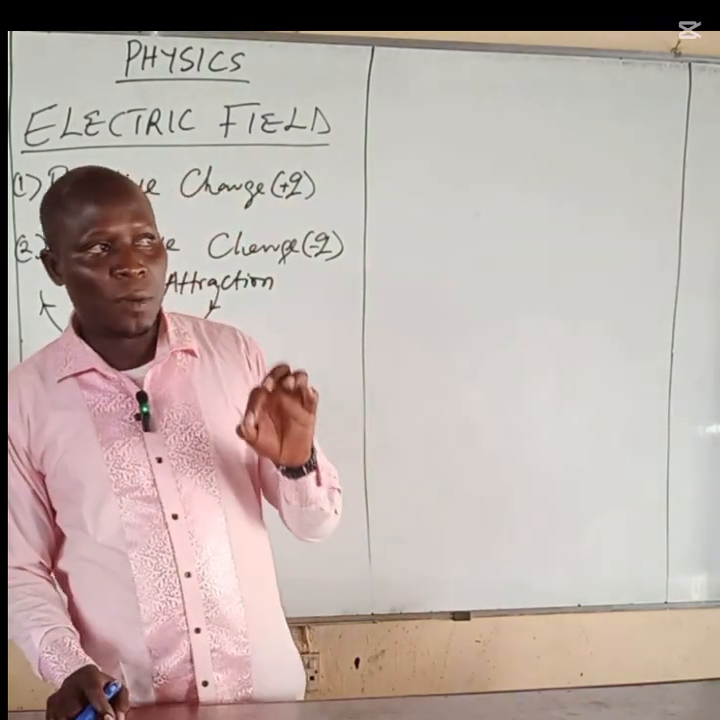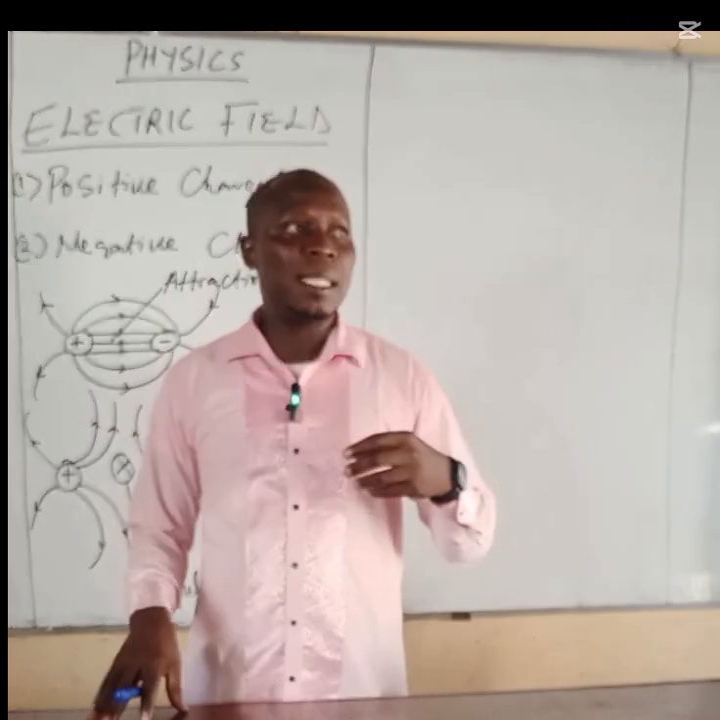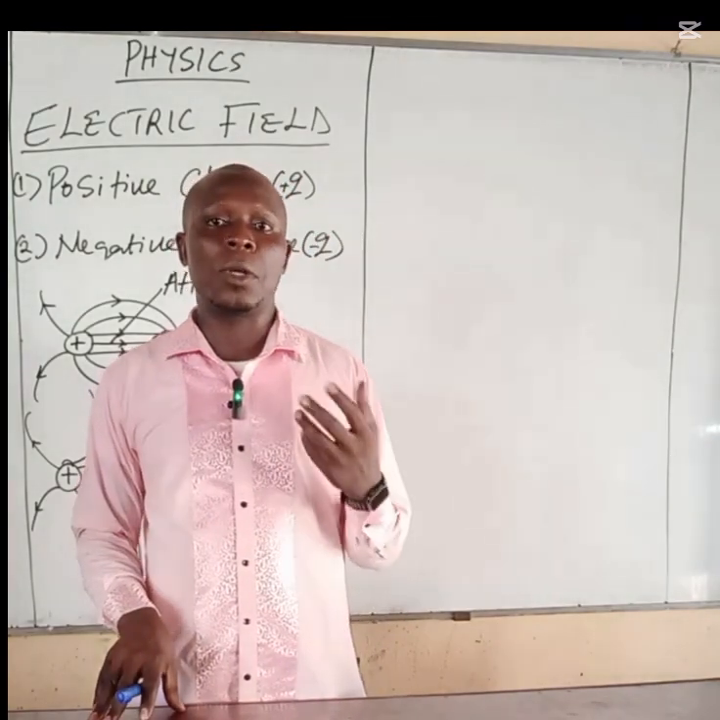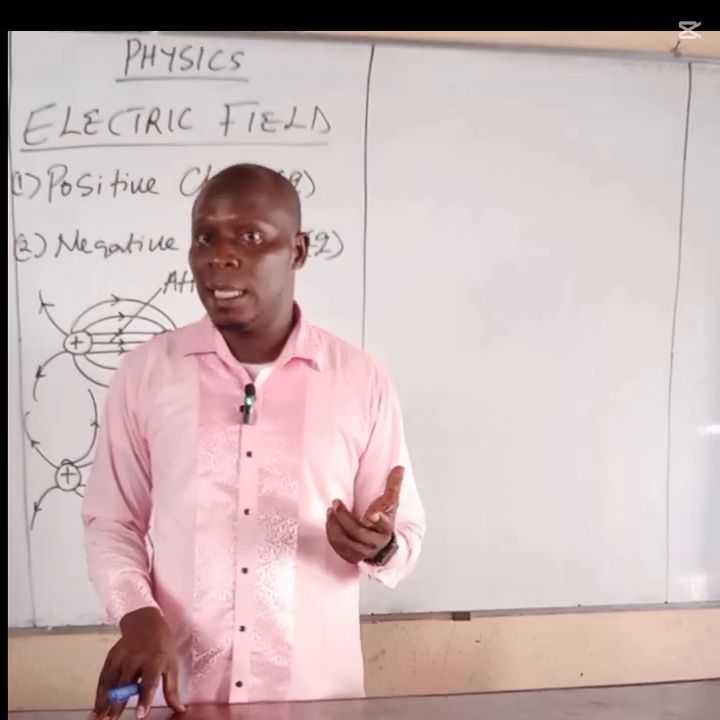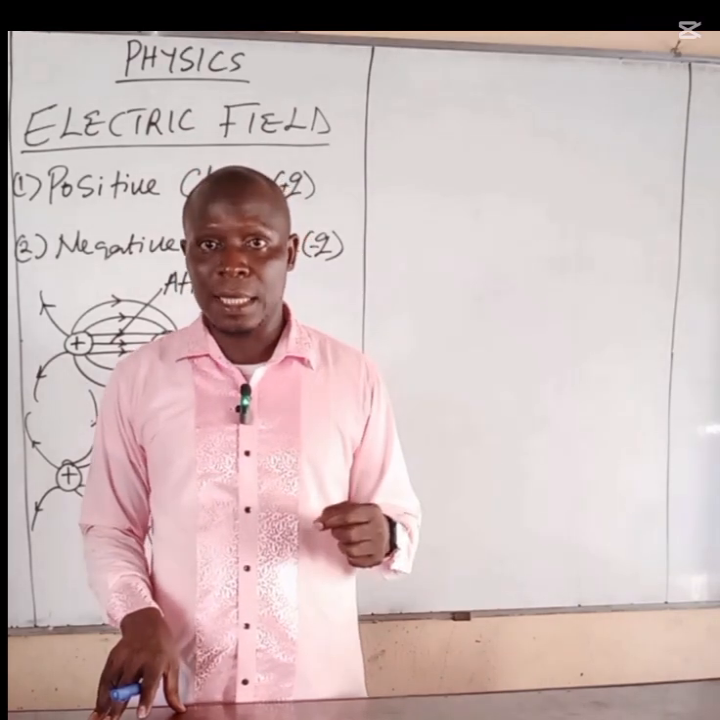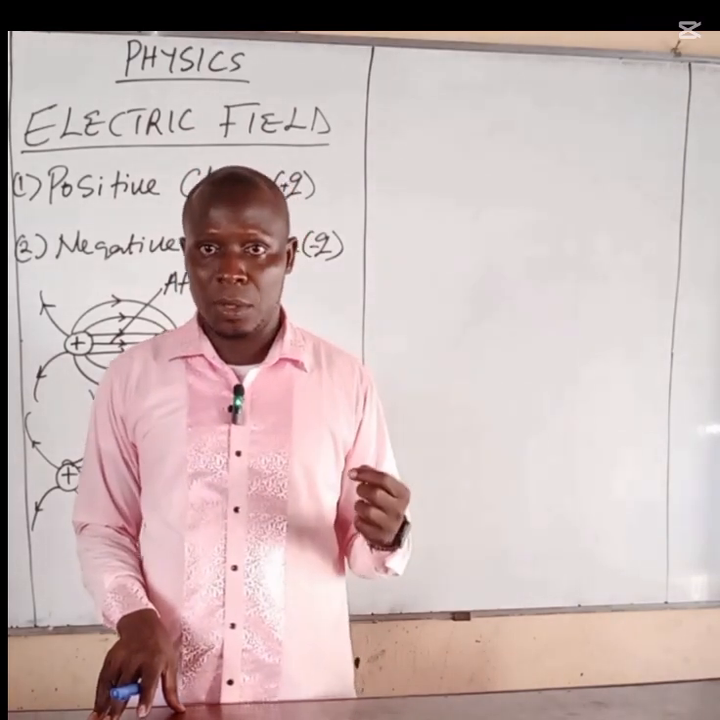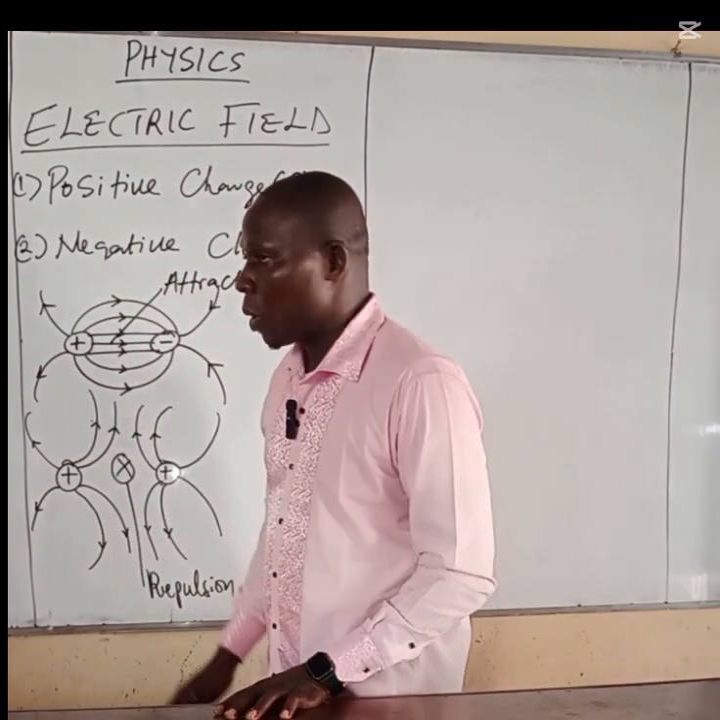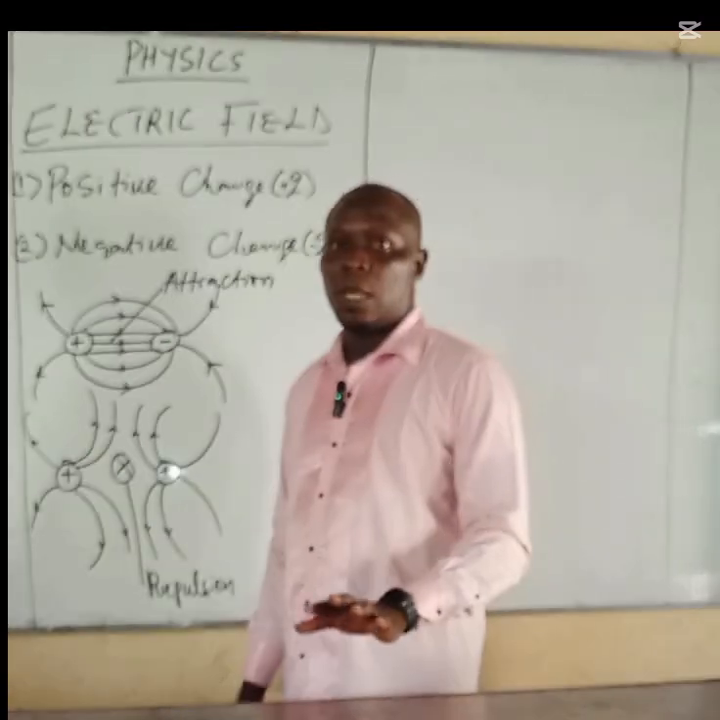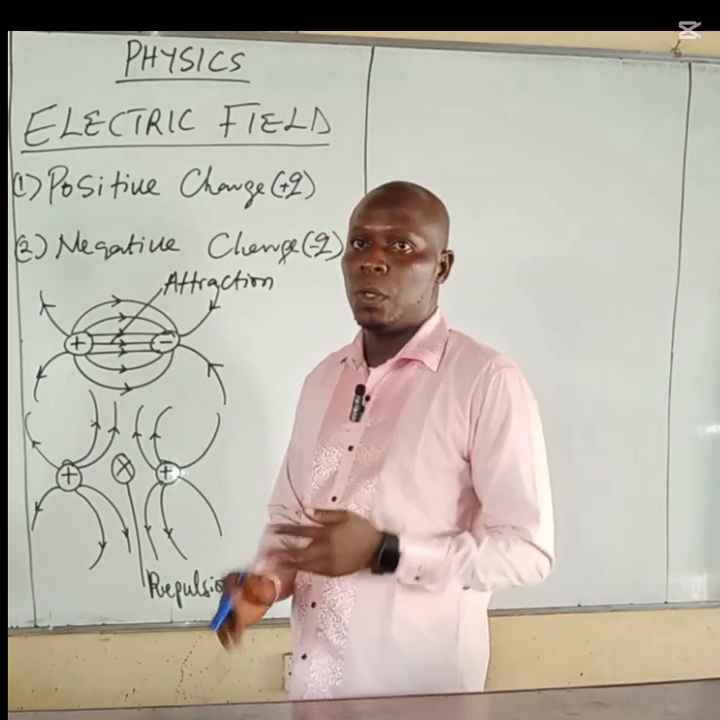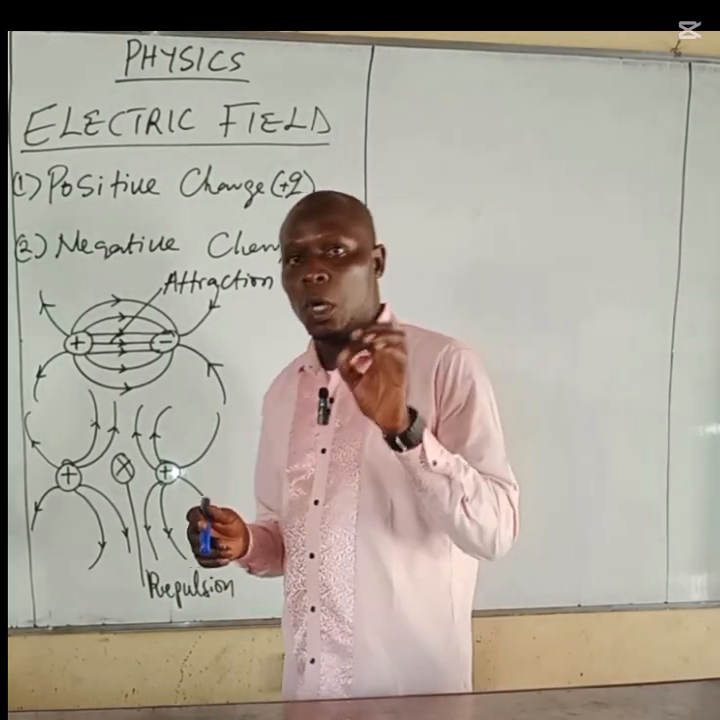The lines of force is an imaginary line. It means it is a line that we cannot see, but we know it is existing there because it can act. So we know it is existing even though we cannot see it. That is what we call lines of force. Now, having discussed that, we are going to move into what we call Coulomb's law.